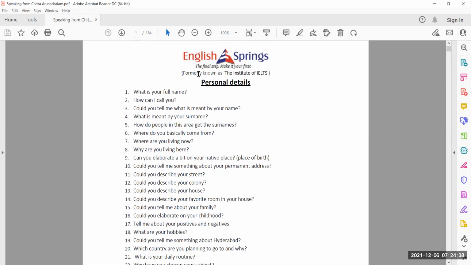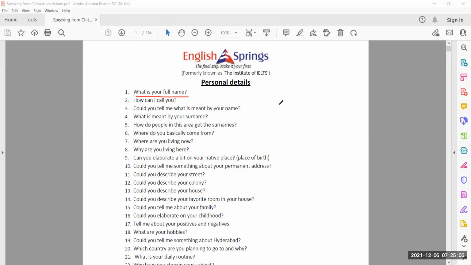Right. So what we are going to do now is, we shall get started with part 1. We are just going to discuss a few questions. So the first one is, what is your full name? This seems to be a very simple question, but it's all about how confidently you say your full name, right? Full name, you know very well, is a combination of first name and last name. So how can we tell this?